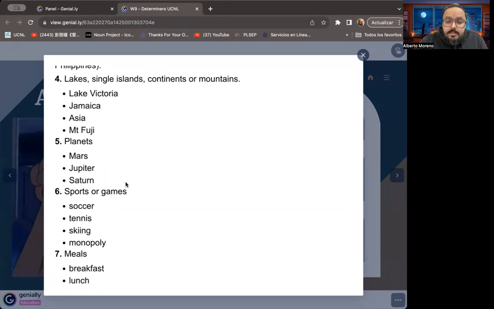There is no need to use the article with planets. For example, Mars, Jupiter, Saturn. The exception is Earth, because with Earth, we use the Earth. We use the article the. Okay? Also with sports or games, for example, soccer, tennis, skiing, ping pong. We don't say the soccer, the tennis, the skiing, the monopoly. No, there is no need. Actually, it doesn't make sense if we said the soccer, the tennis, and so on.